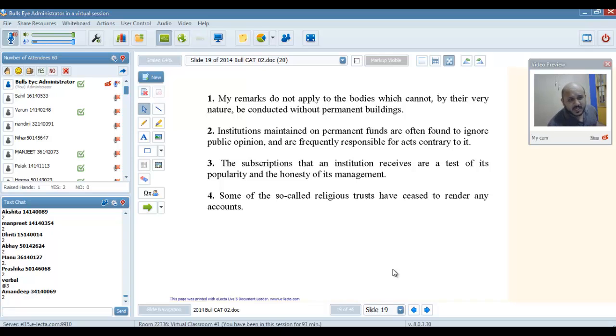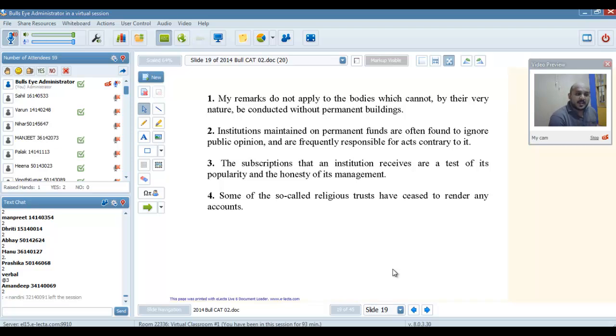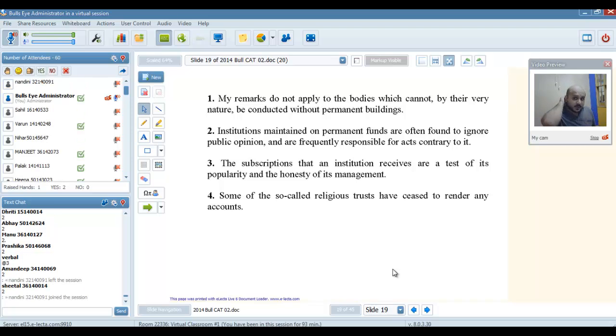Two options which are close, 2 and 3. Why don't we pick option number 3? Again, the issue is institutions which are based on permanent funds, they are the ones who don't pay attention to public opinion. If they don't do that, what do they do? They do things on their own. That is what option number 2 states. Option number 3 is a problem.